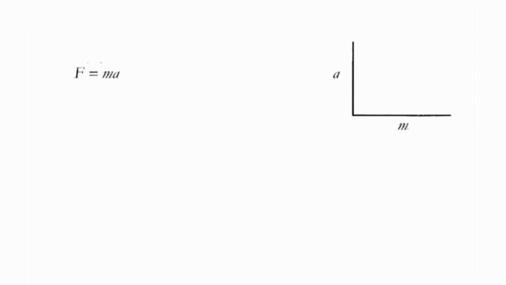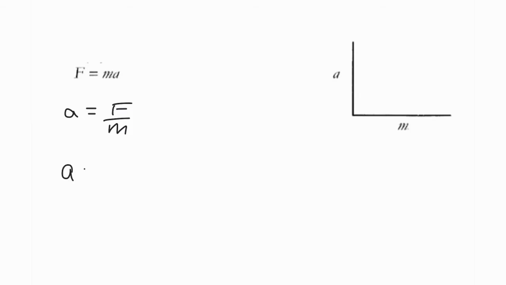Here's another one. So A is a function of M. So let's again get A by itself. So A would be equal to F over M. Now in order to again see these relationships, it's nice to take that manipulated variable out.